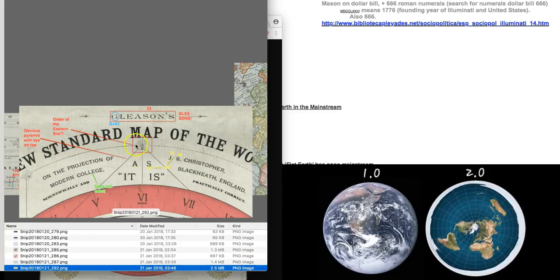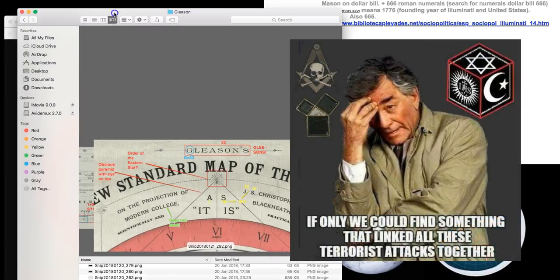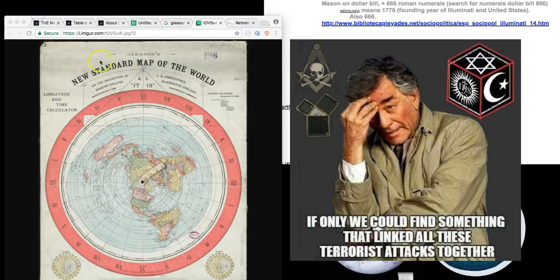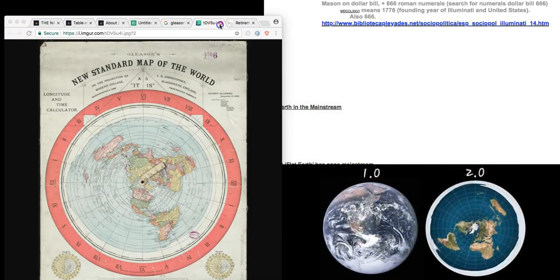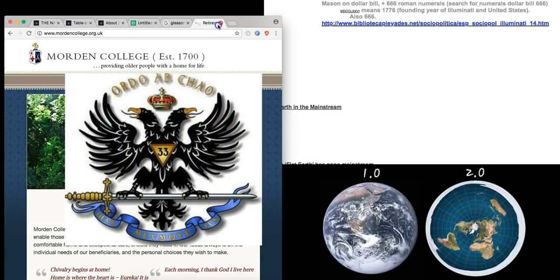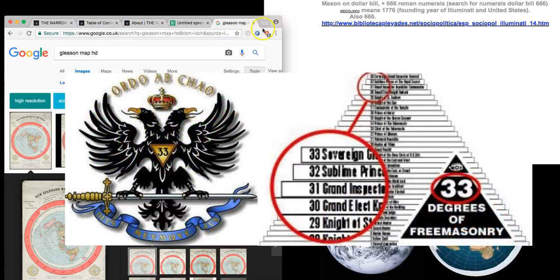You have the Order of the Eastern Star as one of the Freemasonic lodges. You've got the Eastern Star here at the top, a prism, a pyramid with the eye at the top. The G translates to 33 in Jewish gematria, so you've got the 33 right at the top. It's a very Masonic production when you look closely at it. So I'll close that down.